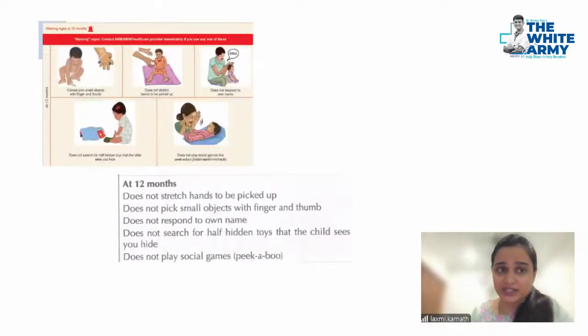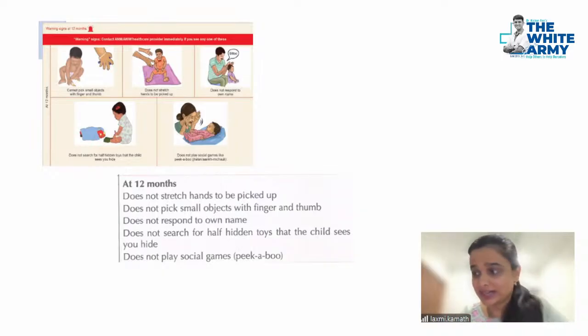So by 1 year, generally child is standing with support, may walk by 15 months. Then at 12 months, child will start showing the objects. It will start showing pointing also. And at 9 months, our mature pincer grasp was coming. Plus at 12 months, child knows its name. He responds to his name. So he turns when his name is called out.